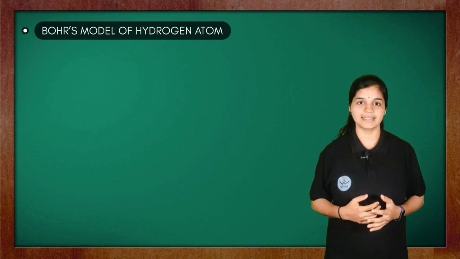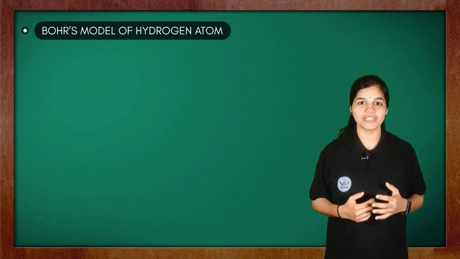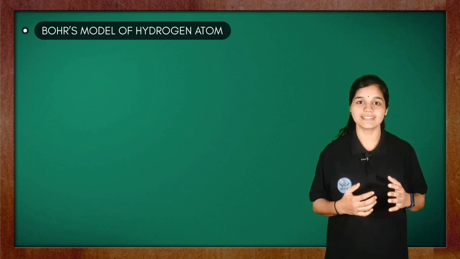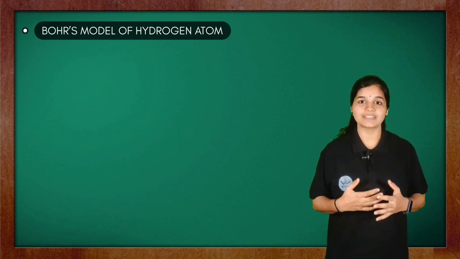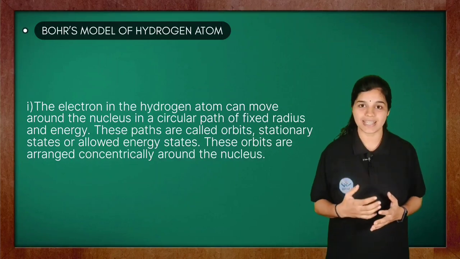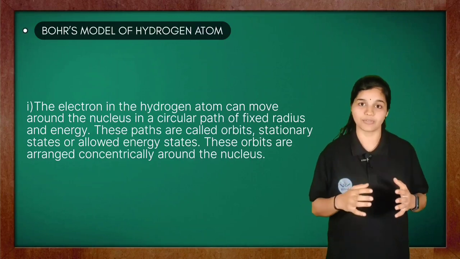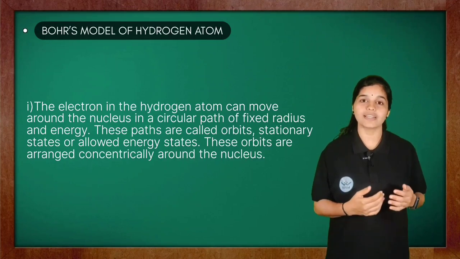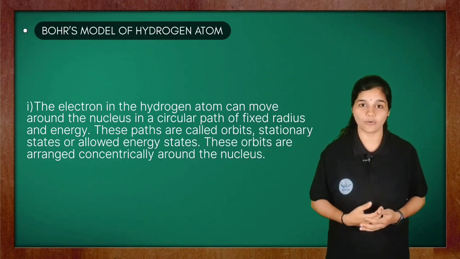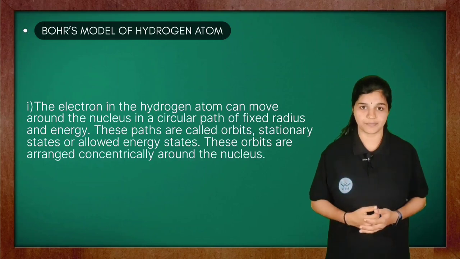Using all these ideas, Niels Bohr was the first to explain the general features of the hydrogen atom, its structure and its spectrum. The postulates of Bohr's model are: he told that the nucleus is at the center and electrons revolve around the nucleus in circular paths. These paths are called orbits or stationary states, or allowed energy states. These orbits have fixed energy and radius.